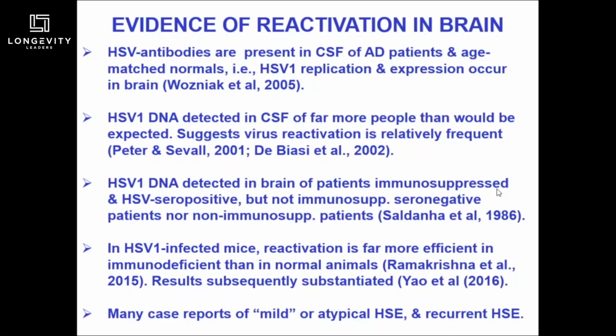Then the next is rather long. I'd take too long to explain, so I'm going to have to leave it out. And the same with the last one about HSV1 infected mice. But both the third and the fourth point suggest that reactivation is far more efficient in immunodeficient mice and in immunodeficient humans. And this was done in a study in 2015, subsequently substantiated by a study in 2016. There are also many case reports of mild or atypical herpes simplex encephalitis, and also many case reports of recurrent HSE. So these also support this idea of reactivation in brain.